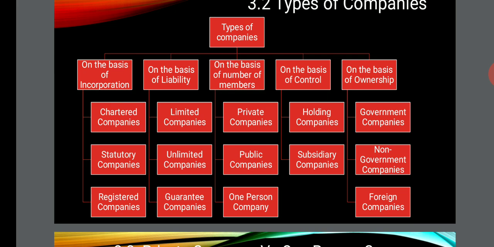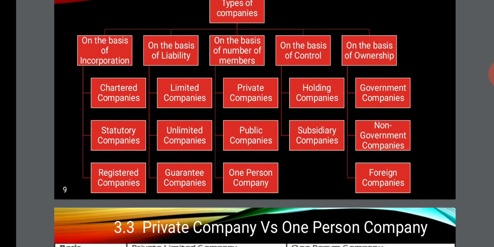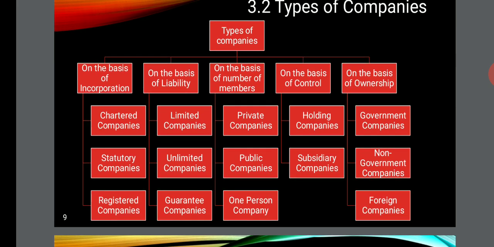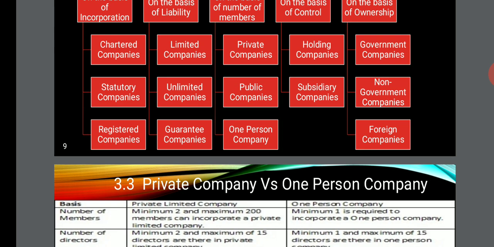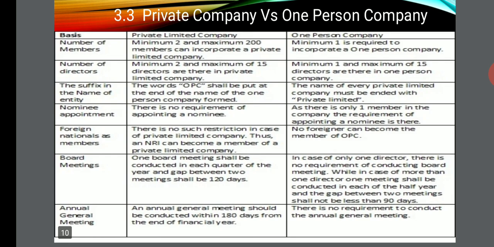On the basis of ownership, government companies are the companies where 51% of the shares are held by the government as owner. Non-government companies are the companies where 51% of the shares are held by private individuals or private entities rather than the government. And foreign companies are the companies which are constituted outside India and have more than 50% of the shareholding outside India.